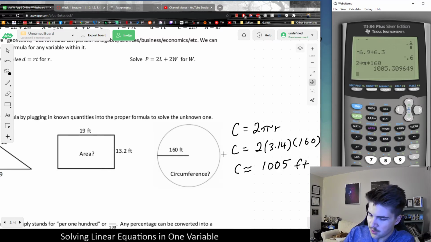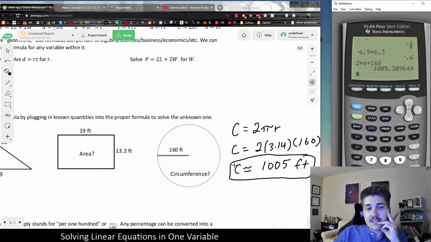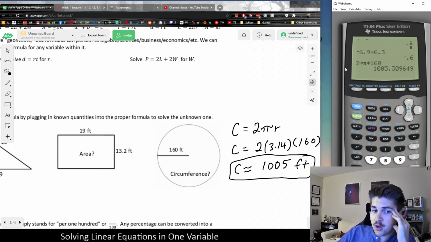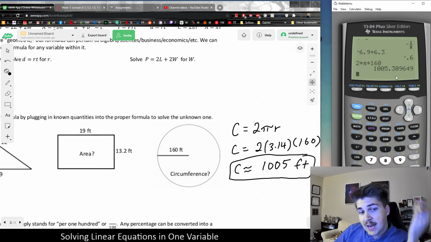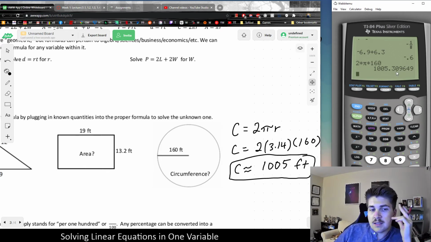And if you're wondering how you should round, it doesn't really matter. It depends on the context, but you can typically round to 3 or 4 significant digits. It does matter in the online homework because it will often specify to round to the nearest 10th, or round to the nearest 100th. So just read the details and make sure you're rounding to where it says to, because it might mark you wrong if you were to write 1005.3097 or 6. That's more accurate, but if you don't follow the instructions, the computer might get confused.